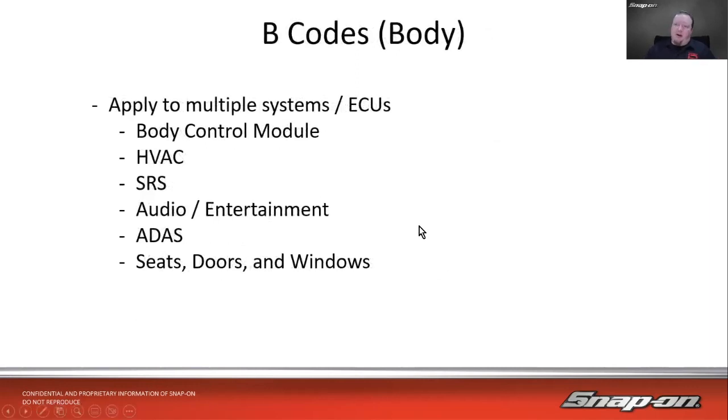Then we get to our B codes, our body codes. So that can apply to multiple systems or ECUs, such as, well, the body control module for sure, HVAC, supplemental restraints, audio and entertainment, ADAS, of course, big one there, seats, doors, windows, those sorts of things that are body related.